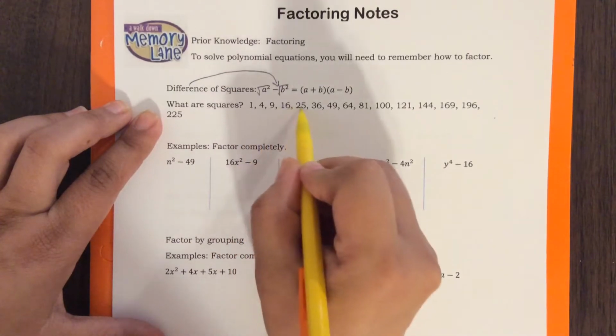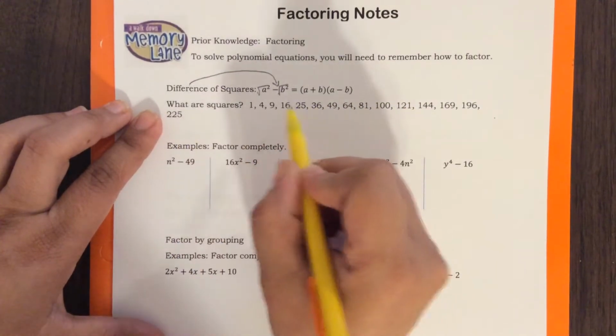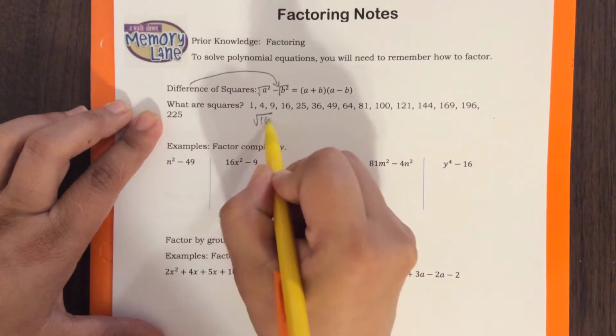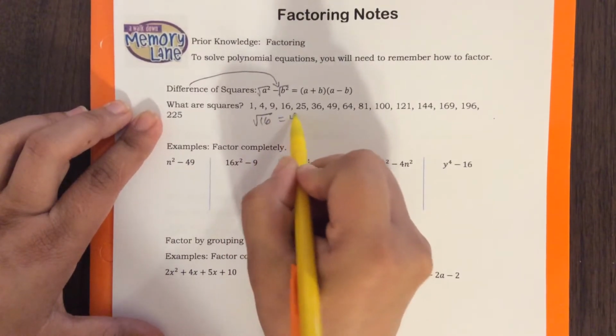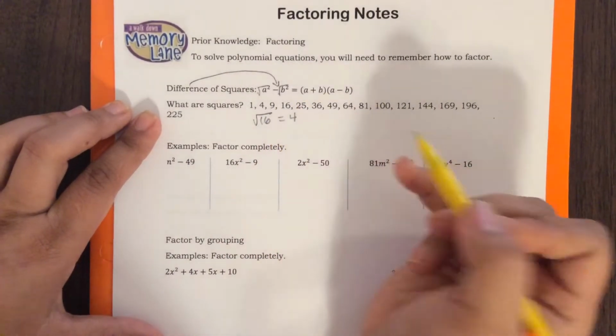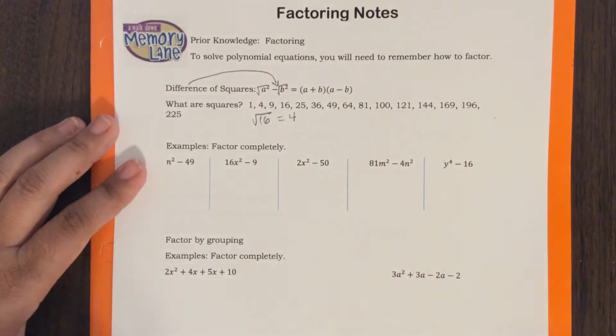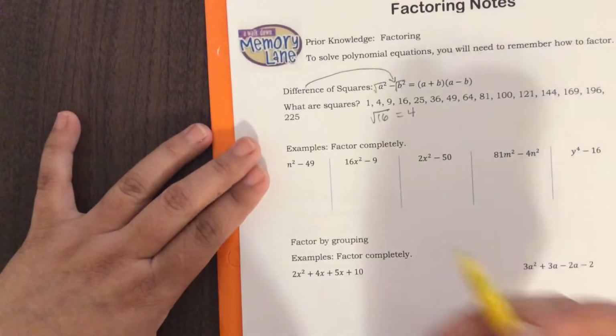So what are squares? 1, 4, 9, 16, 25, 36. All of these are squares. Why? Because when you take the square root of like 16, you get a whole number. It's 4. And it's plus or minus 4. So let's begin with this one.